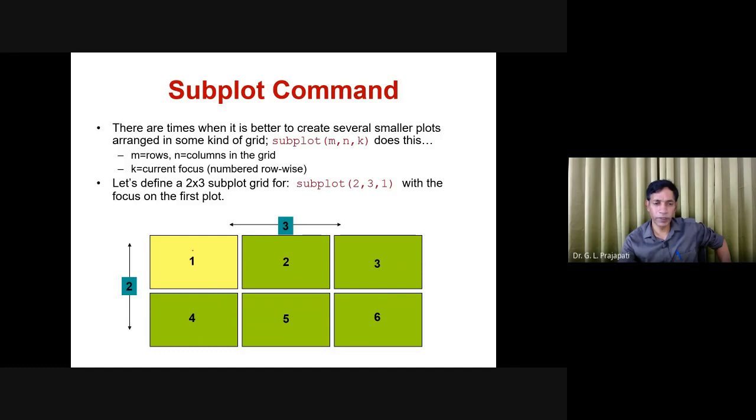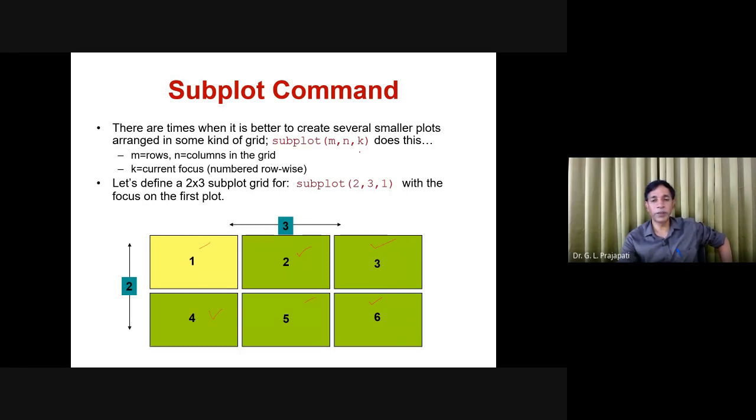Say in this part you want to display some graph, and in this location you want to display some other one. In this way, if you want to display 6 graphs, you have to make the grid of size m by n. M is the number of rows and n is the number of columns. So 2 rows and 3 columns.